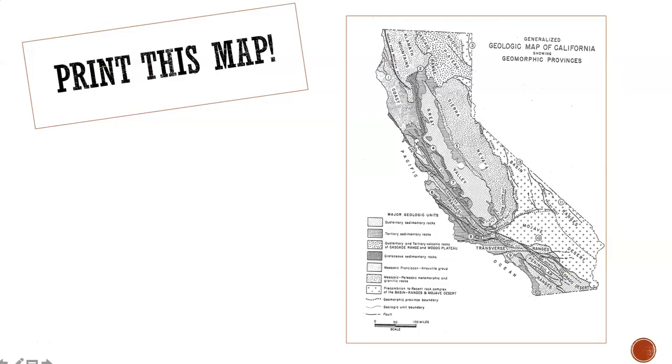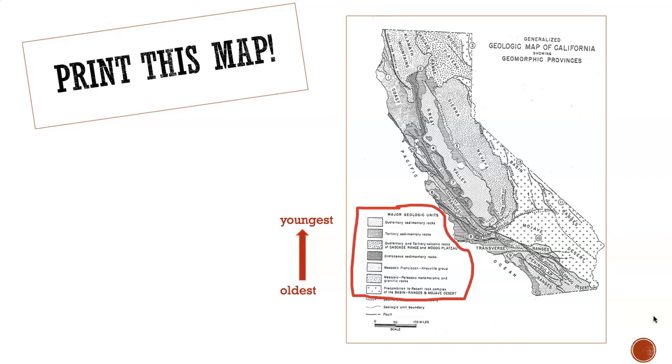Here's the map that I want you to print and color. And I know it looks kind of busy, but as I said, I'm going to walk you through this in several different videos. Notice that in the bottom left corner there's a major geologic unit section, and these are the rock units that are presented in here with the different patterns. Whenever we have a geologic map, we always put the rock units on from youngest at the top to oldest at the bottom. And so we have 7 different units that we're looking at in this map. In reality, California has many more units than that, but this is a simplified version.